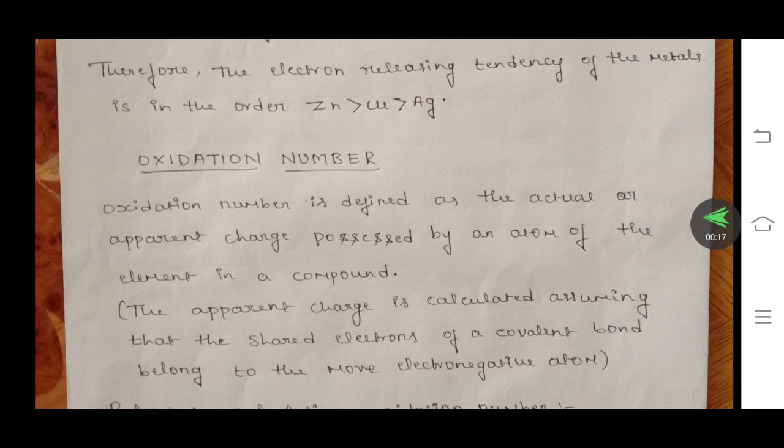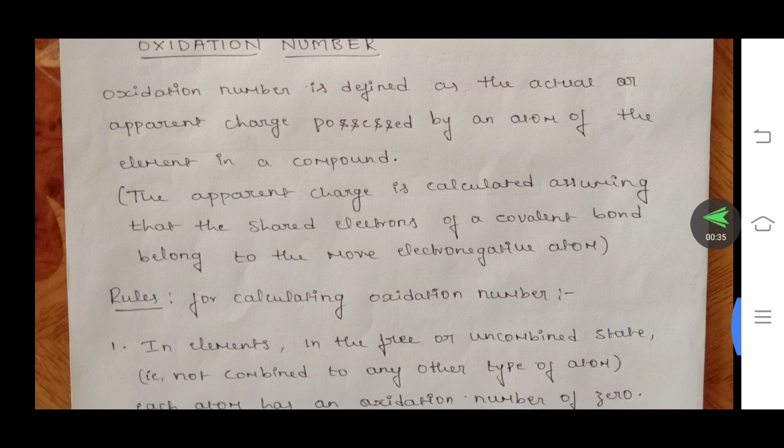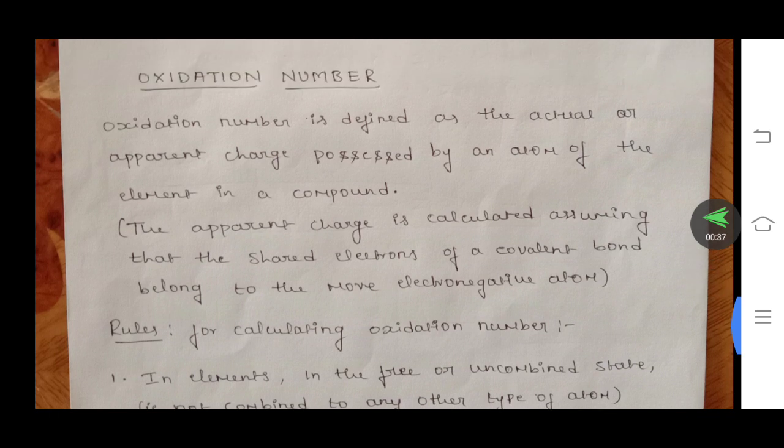Oxidation number is defined as the actual or apparent charge possessed by an atom of the element in a compound. The apparent charge is calculated assuming that the shared electrons of a covalent bond belong to the more electronegative atom. See what the oxidation number means, that comes in the next steps.